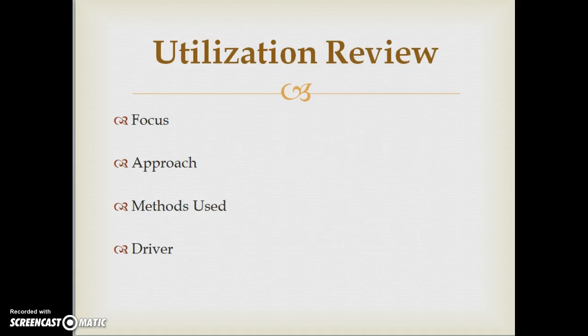Utilization review focuses on using resources wisely. The focus rests on medical necessity and appropriate management of healthcare resources. Its approach involves comparing patient data against pre-established criteria. The methods used include evidence-based guidelines and medical necessity review. The drivers are third-party payers such as insurance companies.